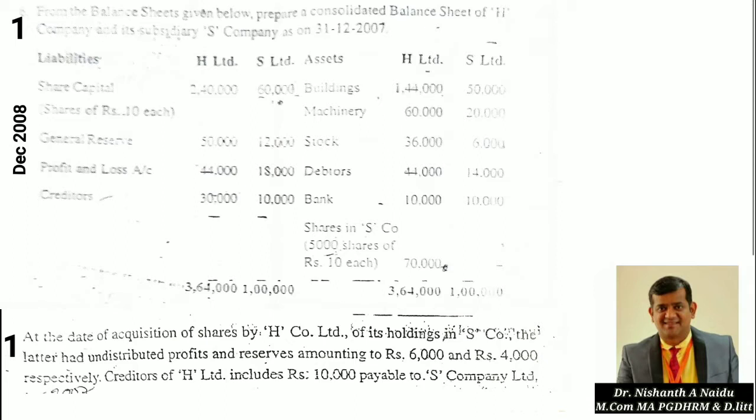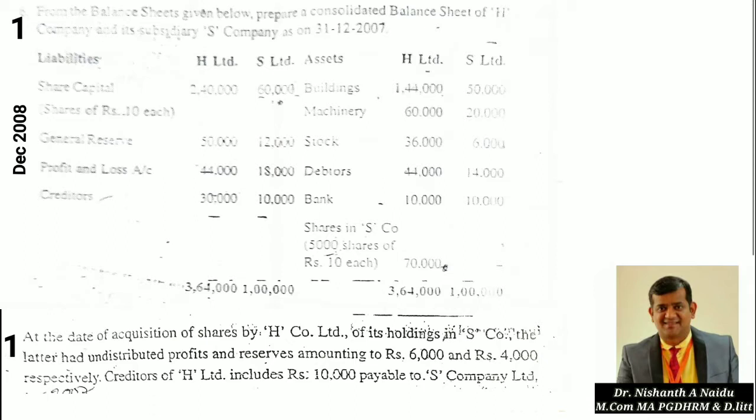Then we have machinery: H Limited 60,000 rupees, S Limited 20,000 rupees. Then move on to the next item, stock: H Limited 36,000 rupees, S Limited 6,000 rupees. Then debtors: H Limited 44,000 rupees, S Limited 14,000 rupees. Then the bank: H Limited 10,000 rupees, S Limited 10,000 rupees.